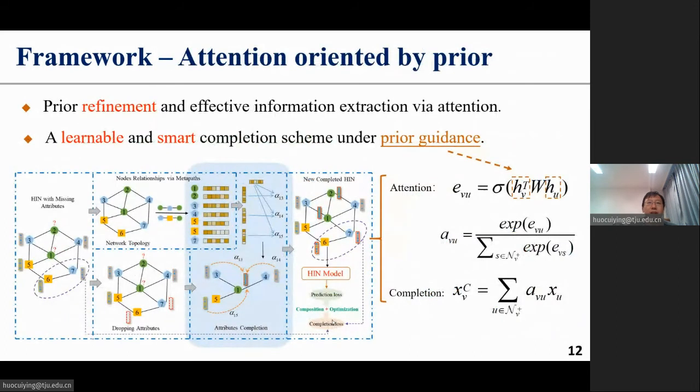The second is a learnable attribute completion process with a prior-oriented attention. Here, we use the attention mechanism to refine the prior and extract effective information. We calculate the attention coefficient between nodes as the weight of the relationship between nodes. In this way, the framework makes a learnable score to determine which directly connected attribute nodes are best suited to contribute attributes to non-attributed nodes, just as shown here in this figure.